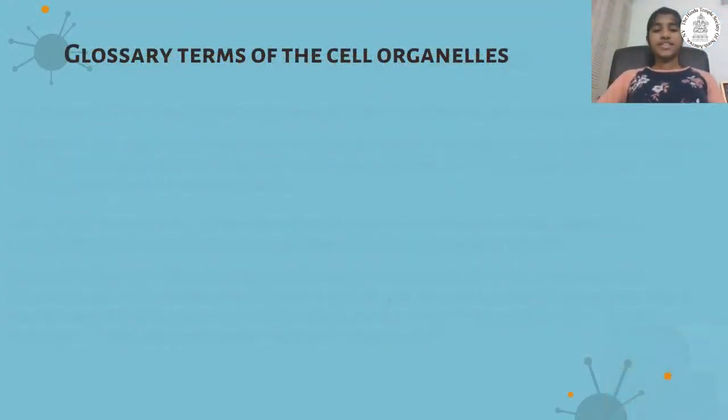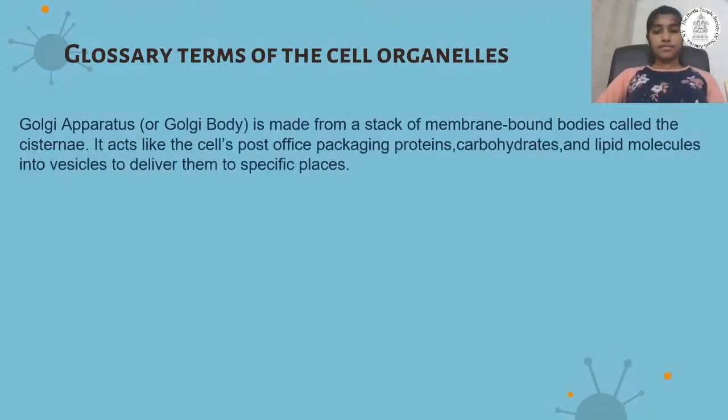Glossary terms of the cell organelles continued. Golgi apparatus or Golgi body. This is made from a stack of membrane-bound bodies called cisternae. It acts like the cell's post office, packaging proteins, carbohydrates, and lipid molecules into vesicles, which are small pouches, to deliver them to specific places.